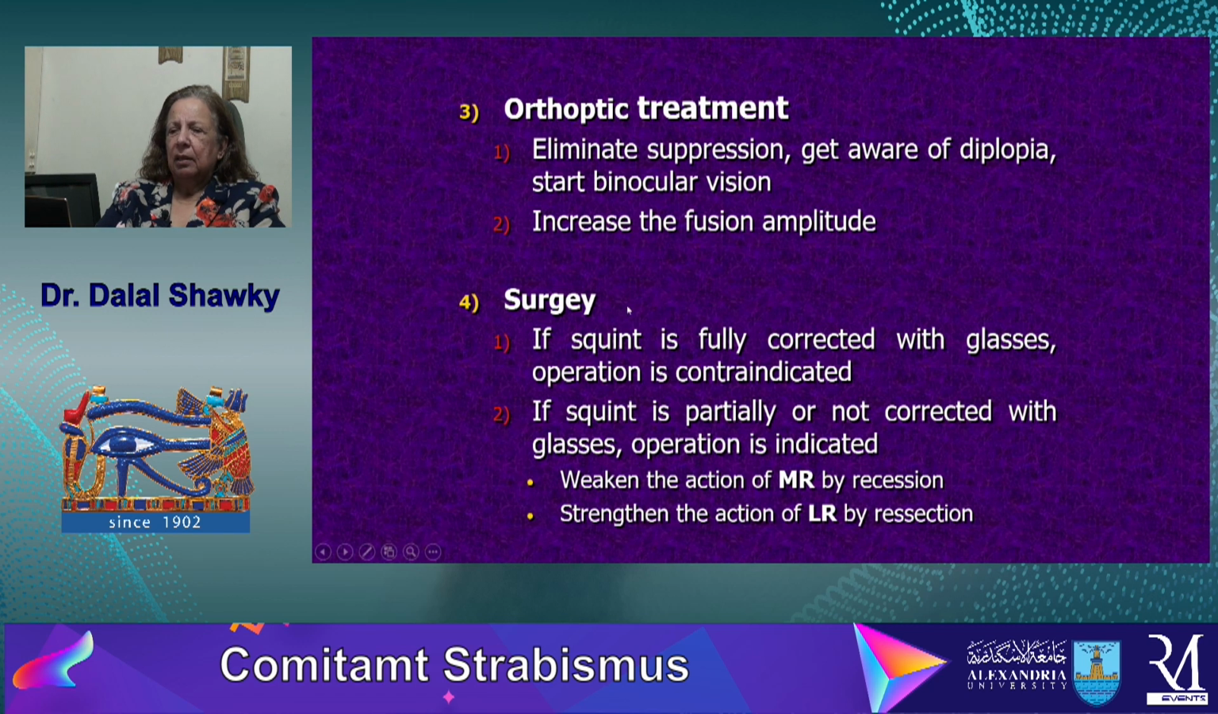Surgery is done only in cases when needed. That is, if the squint is fully corrected with glasses as in the photos we saw before, operation is contraindicated and the only treatment is to wear the glasses all the time, with follow-up to change the refraction and change the glasses when needed. If the squint is partially or not corrected with glasses, operation here is indicated. What type of operation? We have to weaken the action of the medial rectus by recession or strengthen the action of the lateral rectus by resection.